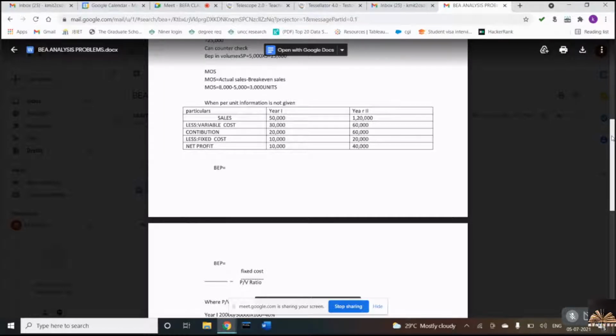Then question B. What would be a new BEP if variable cost is increased by rupees 2 and fixed cost increased by 10,000? So do these two questions.